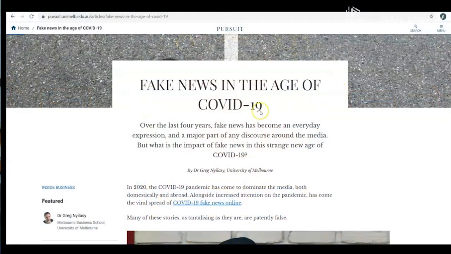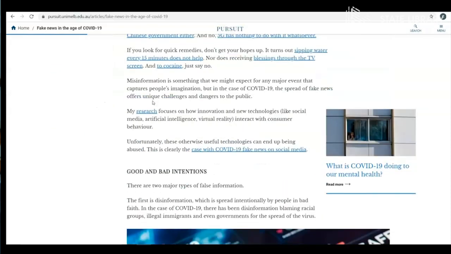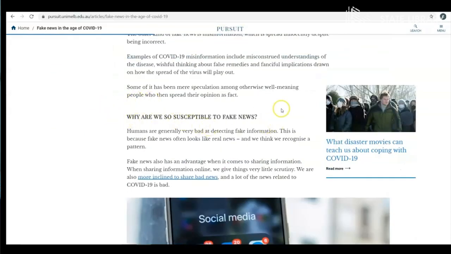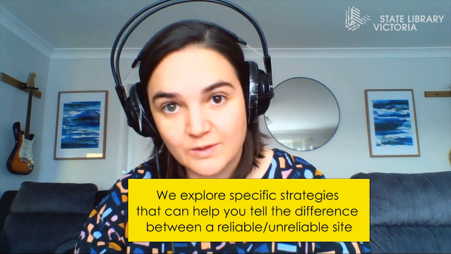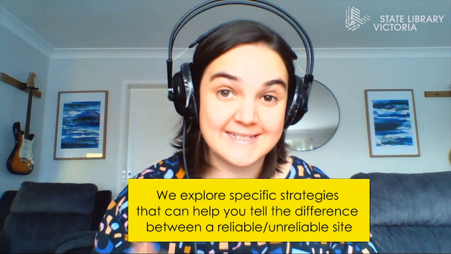I'm going to give you some really easy to remember strategies that help you evaluate a website and think critically about the information that you find. That basically means that you don't just believe everything you see and hear. We're going to look at those specific tools which help you tell the difference between a reliable website and an unreliable one. So let's get started.